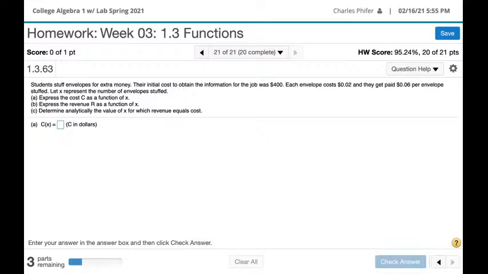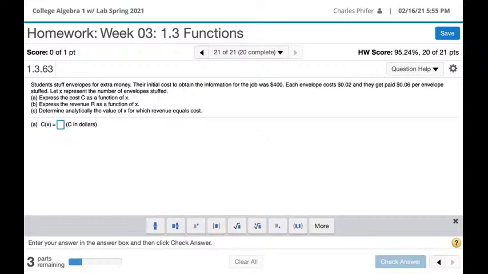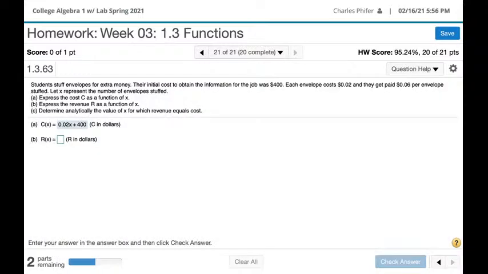The cost. The initial cost to obtain the information was $400, and then each envelope costs 2 cents. So you take that $400 plus 2 cents for every envelope. So we would say 0.02x plus 400. They paid the $400 plus 2 cents for each envelope. The revenue: for each envelope they stuff, they get paid 6 cents. So that's going to be 0.06 times X.